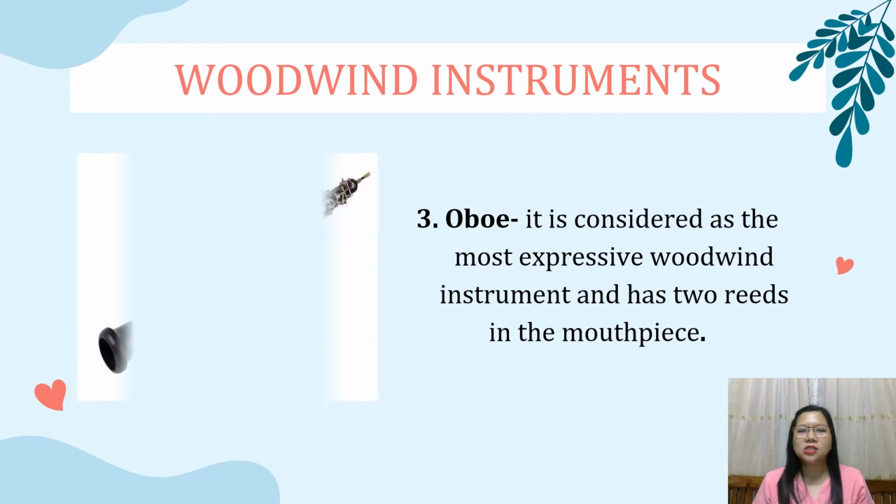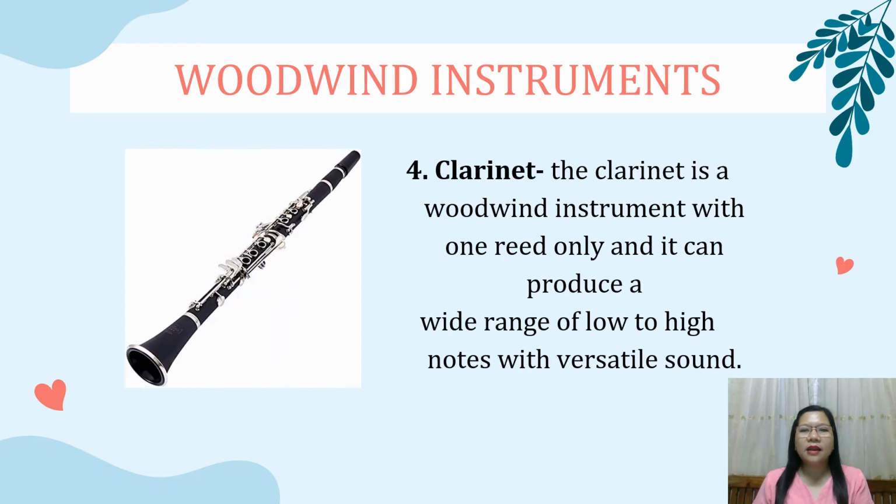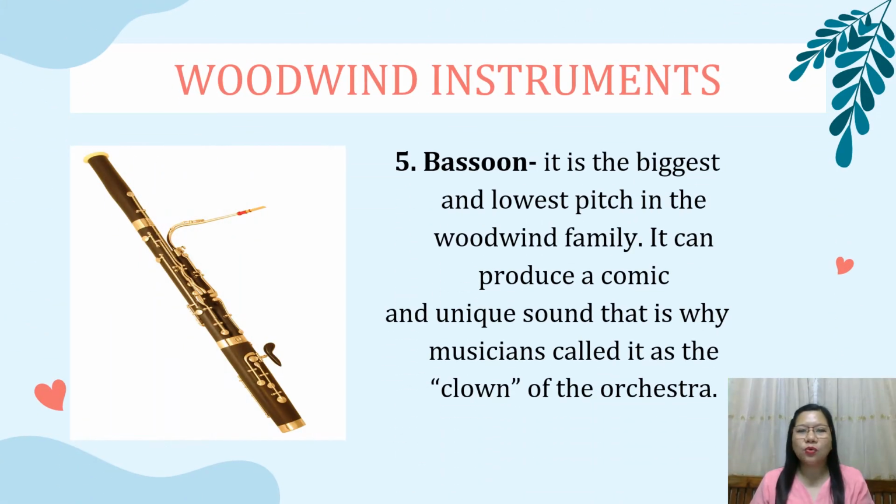Oboe. It is considered the most expressive woodwind instrument and has two reeds in the mouthpiece. Clarinet. The clarinet is a woodwind instrument with one reed only, and it can produce a wide range of low to high notes with versatile sound. Bassoon. It is the biggest and lowest pitch in the woodwind family. It can produce a comic and unique sound. That is why musicians call it the clown of the orchestra.